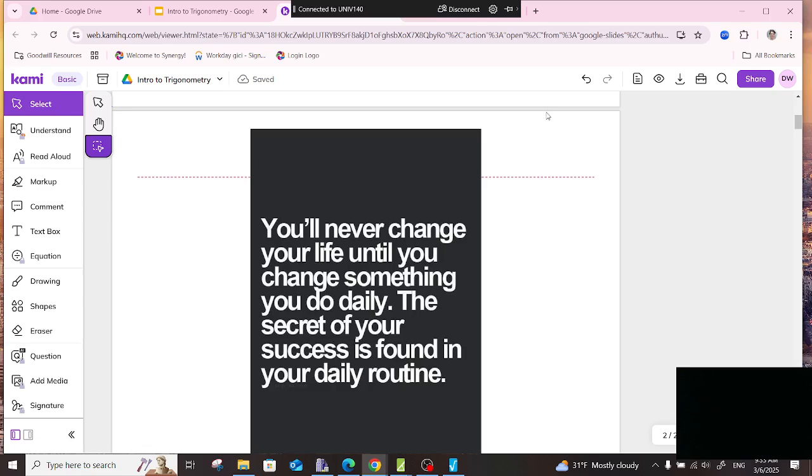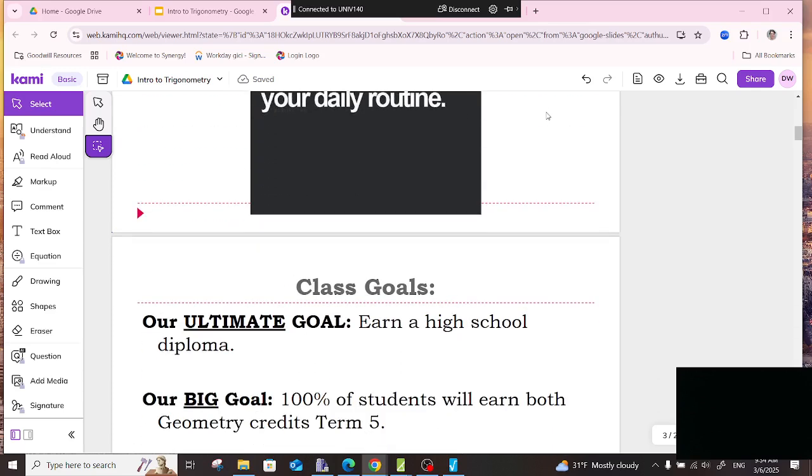You'll never change your life until you change something you do daily. The secret of your success is found in your daily routine. Do you all agree with that? Yeah. Who here reviews their notes daily? You do? And I bet you get good grades because those who review their notes daily tend to do well in classes.